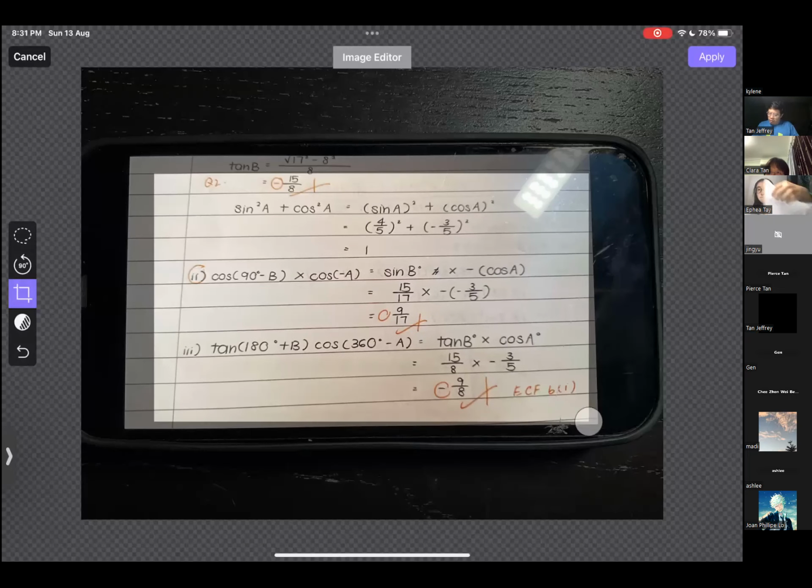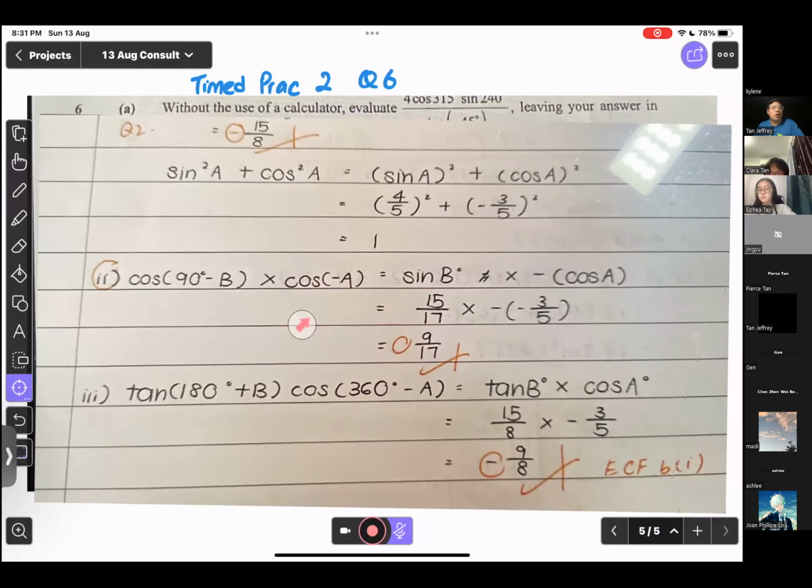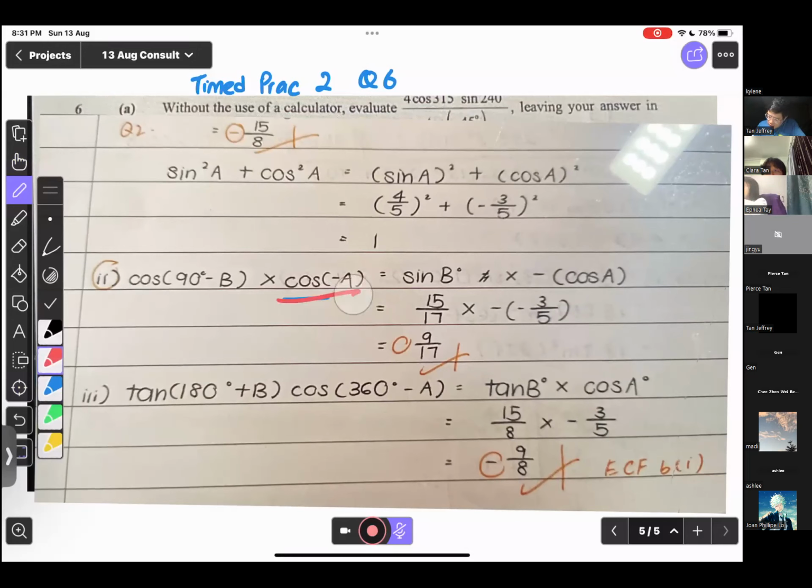Mr. Tan, I can't see your earlier one, but I saw this. Here, cosine negative A is actually cosine A. There's no negative sign. Cosine negative A is the same as cosine A.